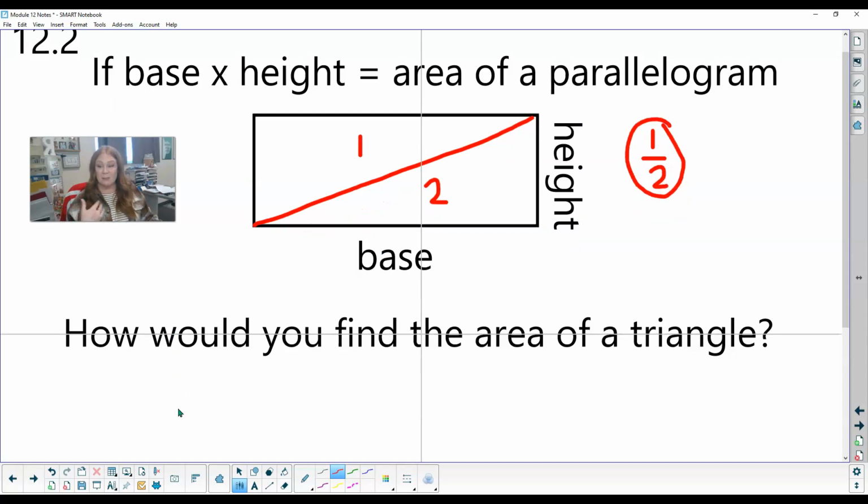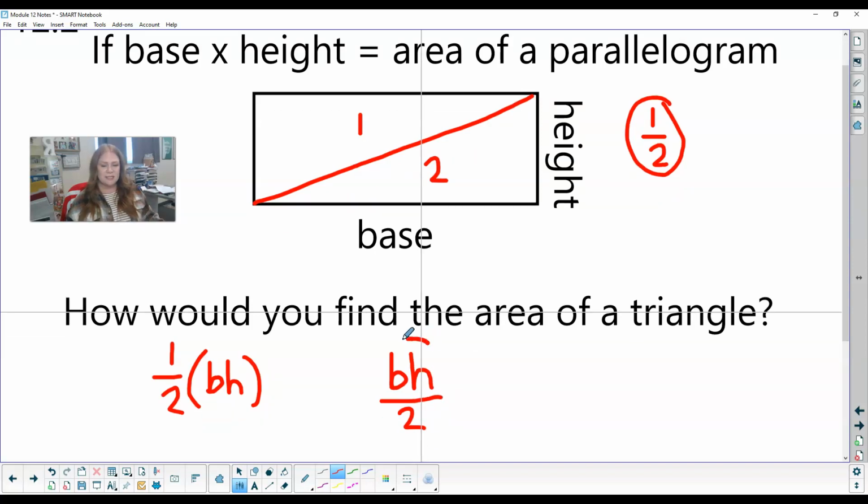So I can write that a couple ways. I want half of, which means to multiply, half of the parallelogram, half of the base times the height. Or I can take my parallelogram, base times the height, and cut it in half. You're going to see me usually use this one. I usually just like to divide by 2 instead of using fractions. It just makes a little more sense to me, but it's the same thing.